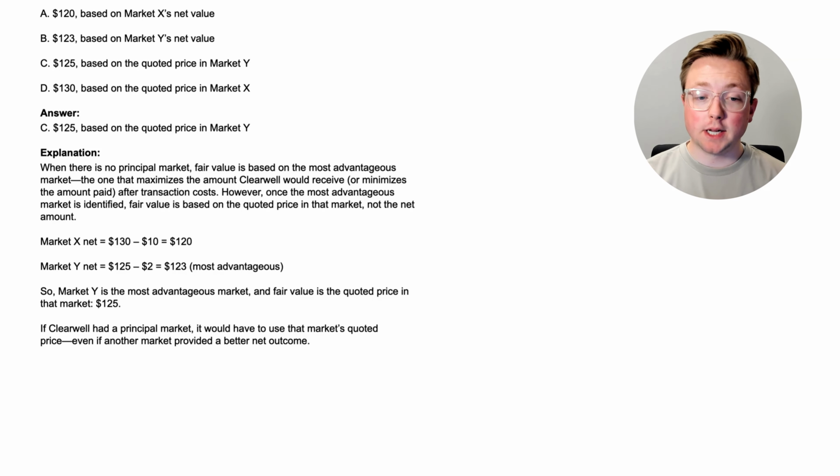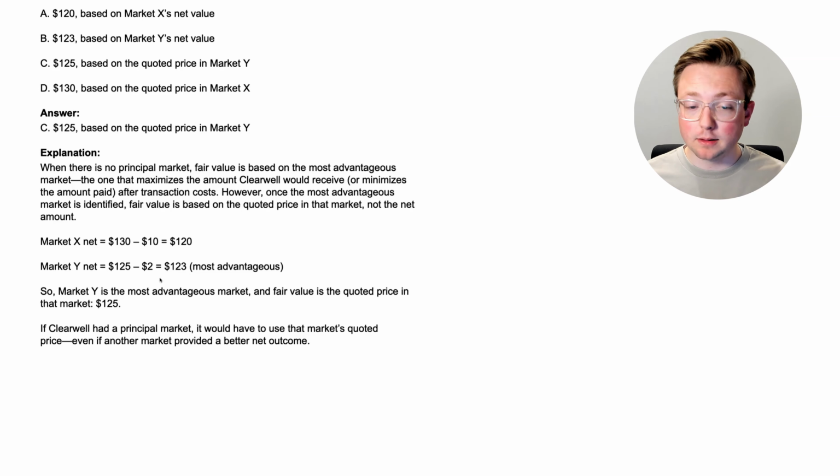However, once the most advantageous market is identified, fair value is based on the quoted price in that market, not the net amount. So there's 2 steps here. First, you have to figure out the most advantageous market, which is by figuring out the best net proceeds. So in this case, it's either market X or market Y. The net of market X is $130 less the $10 of transactions equaling $120, but market Y is $125 less $2 of transactions equaling $123. So between these two, market Y is the most advantageous when it comes to the net proceeds.